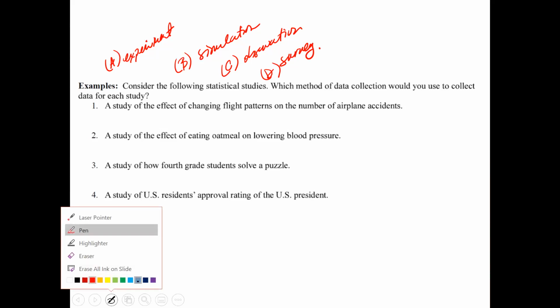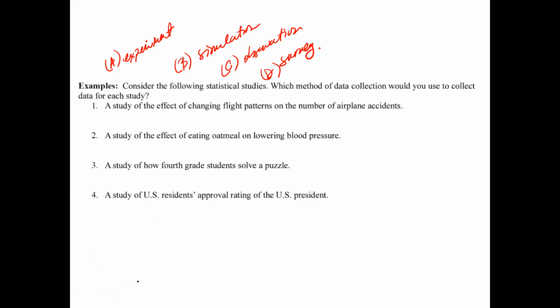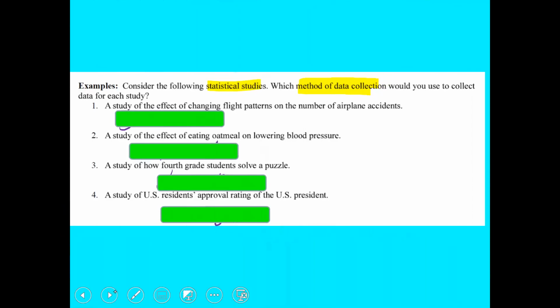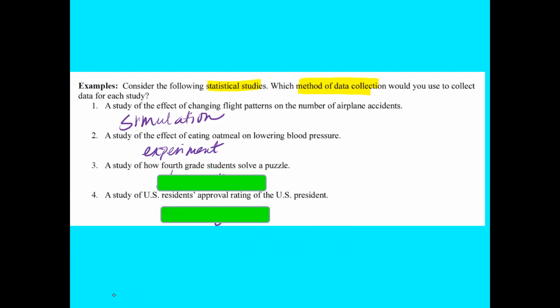All right, let's go ahead and take a look at the answers. For A, if you're looking at the study of the effect of changing flight patterns on the number of airplane accidents, that will be simulation, because you will probably have to use a computer for that. A study of the effect of eating oatmeal on lowering blood pressure is going to be an experiment, because you will need to have people involved in this one with a control group.